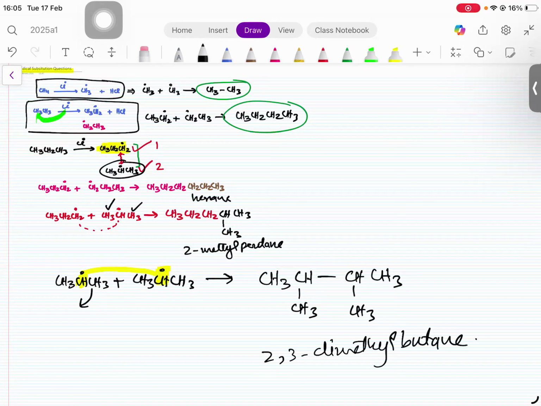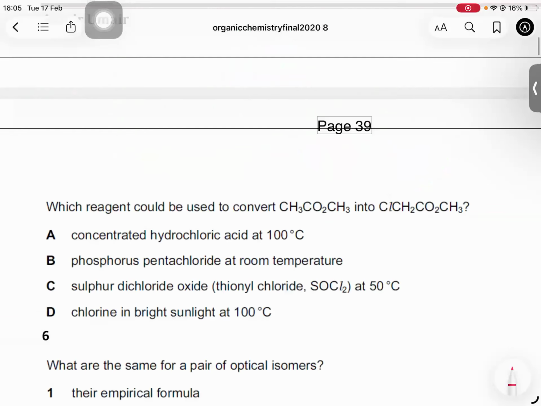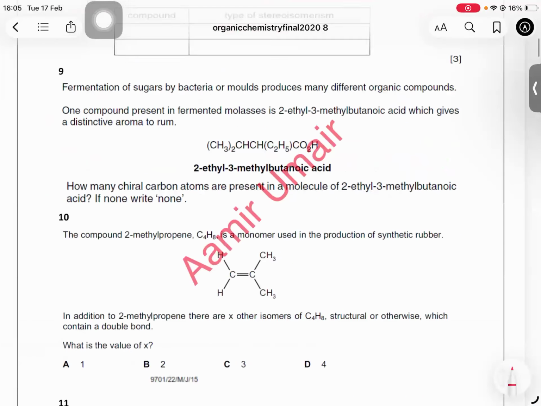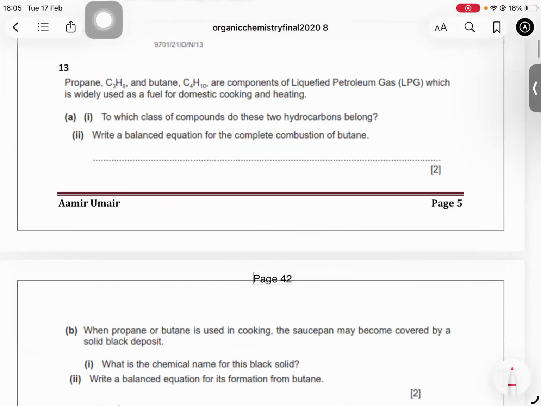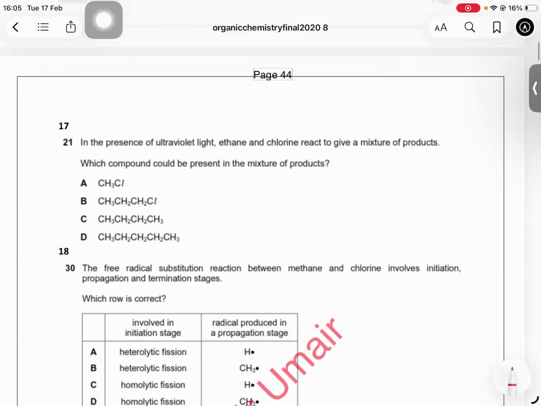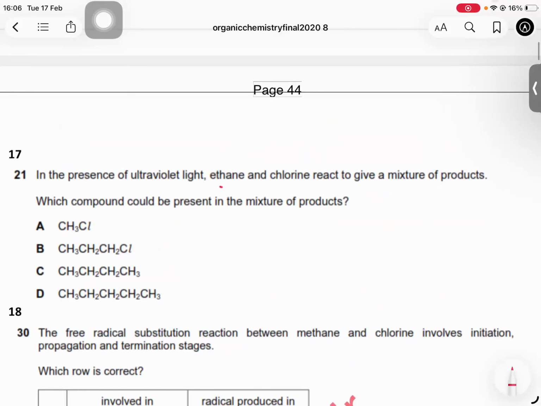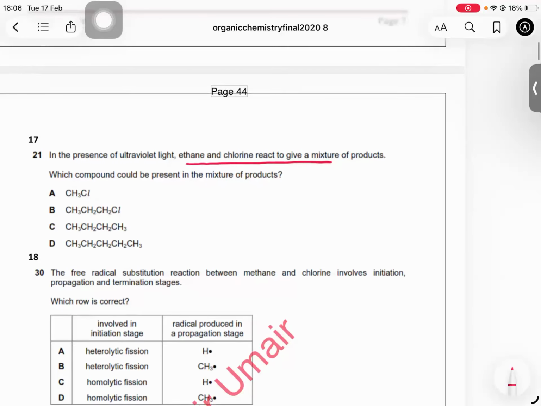अब देखो इसी सवाल को उसने कैसे पूछा. Now you got the idea. The termination is what? All the free radicals which are present in the beaker, they can terminate with each other, right? Now look at this. This is the question here. Here is the question, please. In the presence of ultraviolet light, ethane and chlorine react to give a mixture of the products. Which compound would be present in the mixture of products?